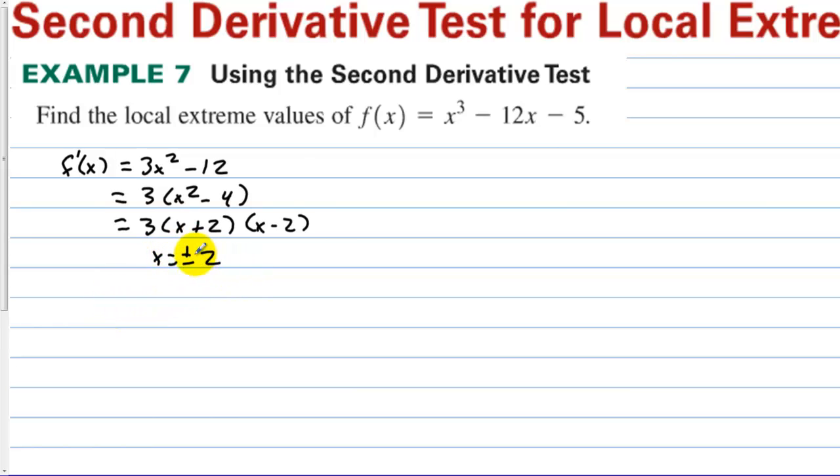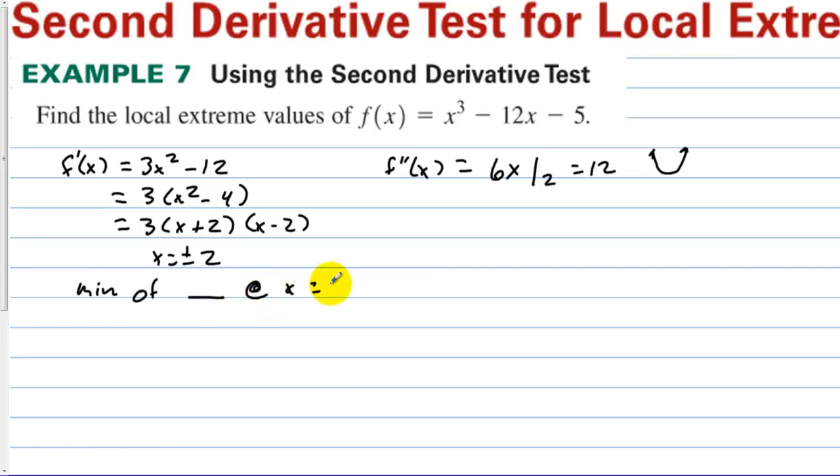And what we want to do here is use the second derivative test to find out if these are maximums or minimums. So let's take the second derivative of x, and that's equal to 6x. Now when we evaluate this at 2, we get 12, which means we have a function that is concave up at 2. So if we have a local extrema there and it's concave up, we have a minimum. Minimum of something at x equals 2.